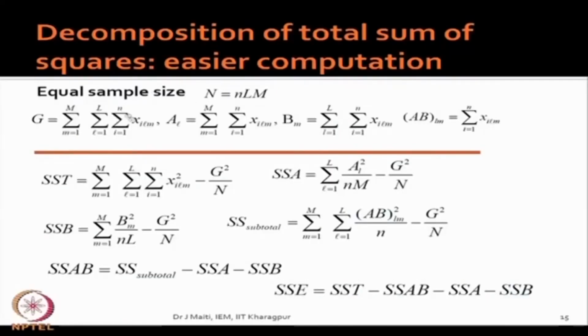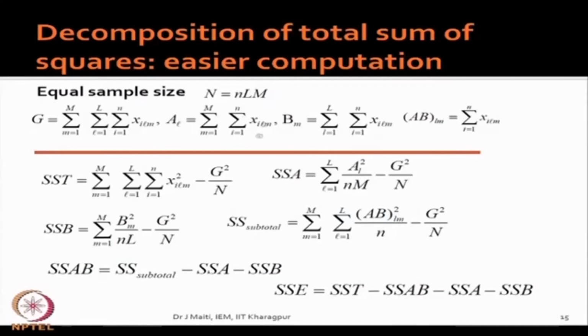Then the second quantity we are computing is the grand total G. That is going through all the cells, so it is the sum over all the values in each cell. I equal to 1 to n covers all the values in one cell, L equal to 1 to L is for the departments or A factors, and m equal to 1 to M is for the B factors. This is the grand total.